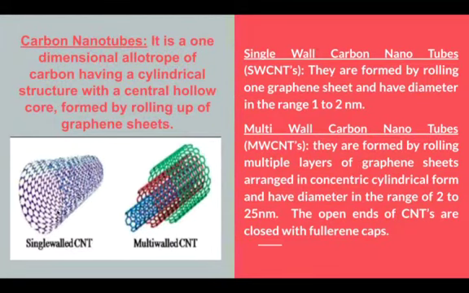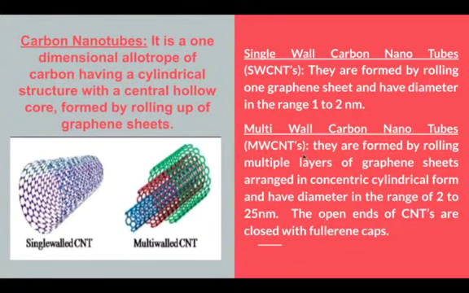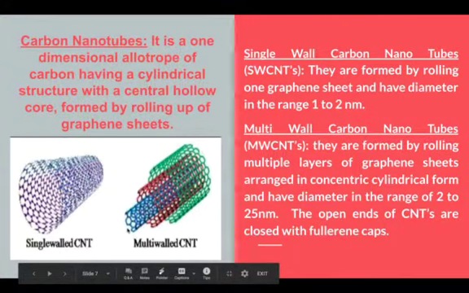Okay, so carbon nanotubes, they exist in two forms, that is single wall carbon nanotubes, abbreviated as SWCNTs, and they are formed by rolling one graphene sheet, and they have diameter in the range 1 to 2 nanometers, whereas multi-wall carbon nanotubes, that is MWCNTs, they are formed by rolling multiple layers of graphene sheets arranged in concentric cylindrical form, and they have diameter in the range 2 to 25 nanometers.